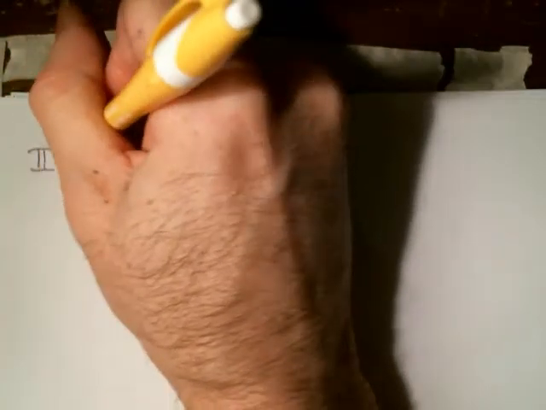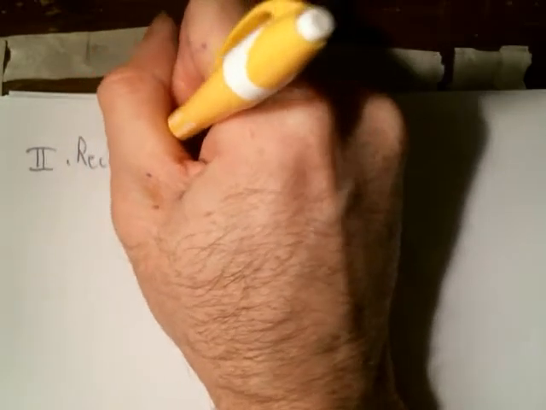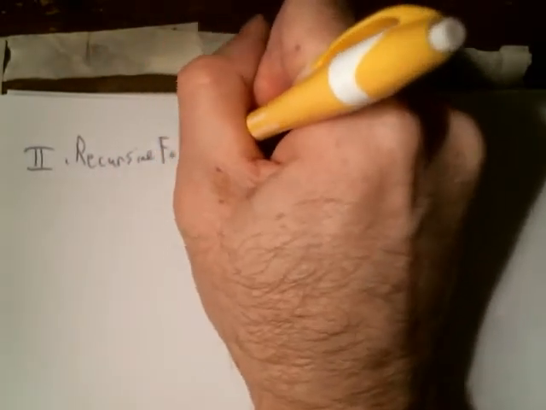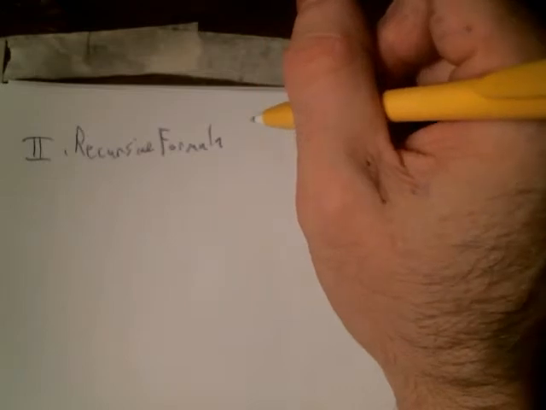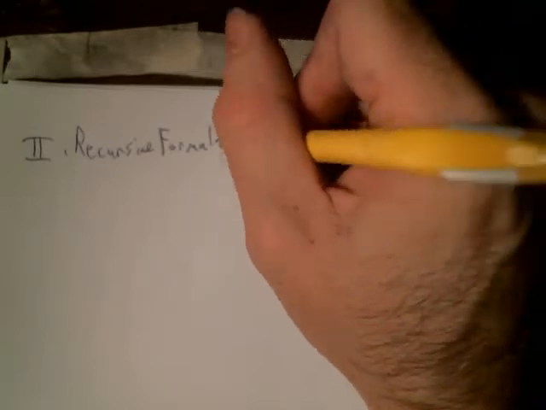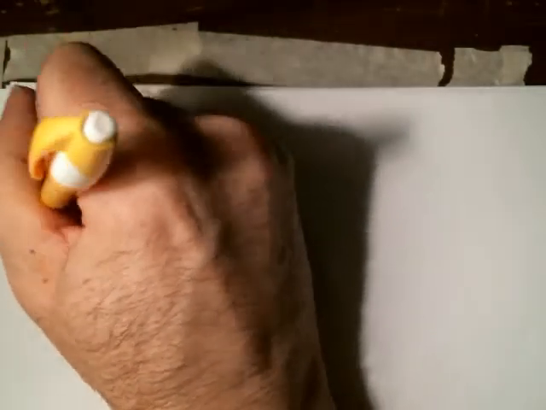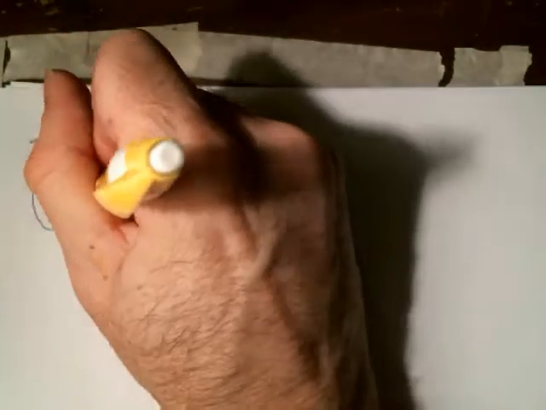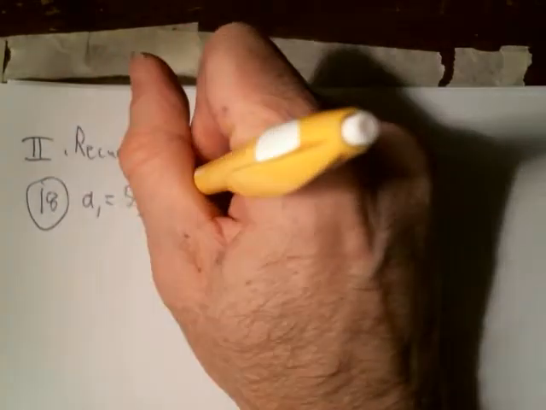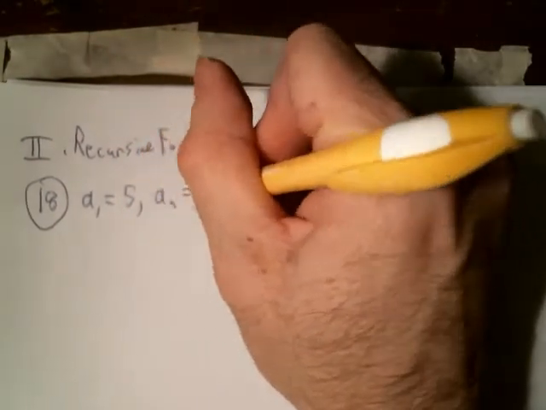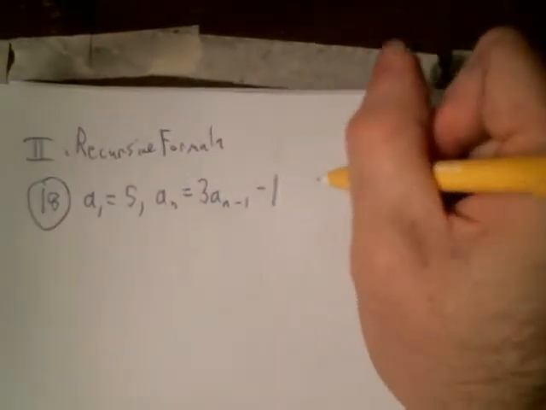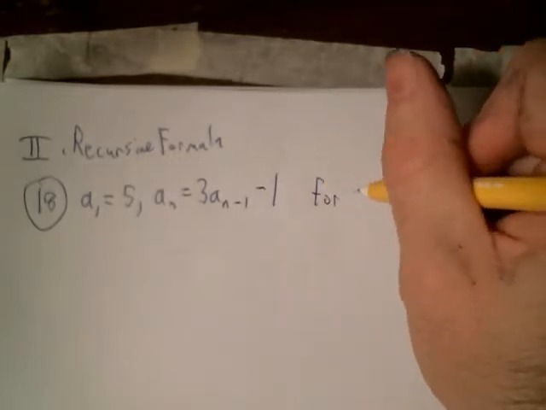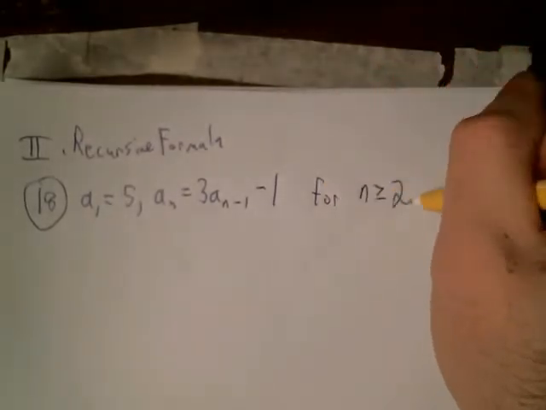Section 2, the recursive formula. And here, typically the general formula, like we were doing before, won't be given. So let's look at the book. They want you to write the first 4 terms. They tell you the first term is 5, and then they give you a recursive formula, which is based off of the previous term in this case. And they want you to use that formula for any n value greater than or equal to 2.